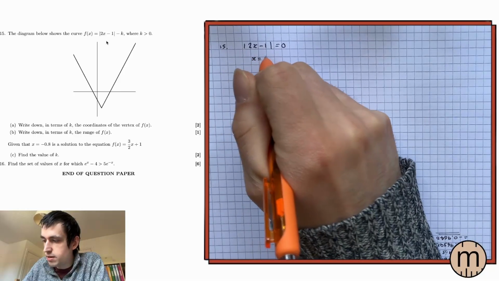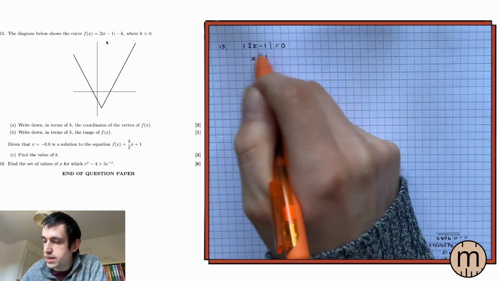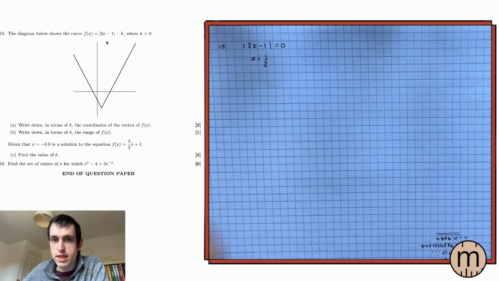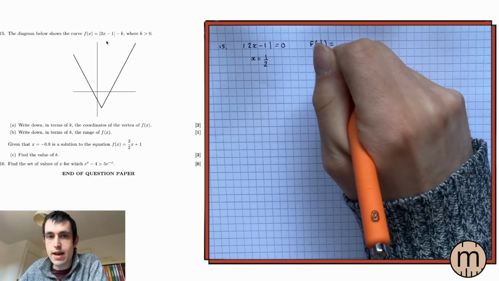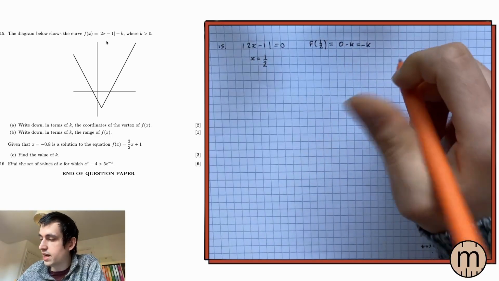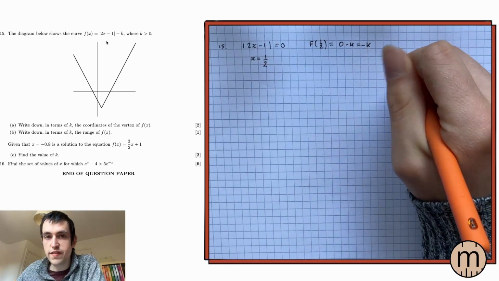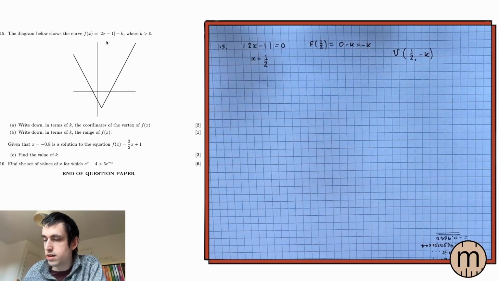It's when x is going to be equal to 1/2. So add 1 to both sides, divide by 2. x is equal to 1/2. If x is equal to 1/2, then that modulus bit is 0. And then what does that mean that f of 1/2 is? f of 1/2 is going to be 0 minus k, or minus k. So the vertex, I call it v, is going to be 1/2 and then minus k.